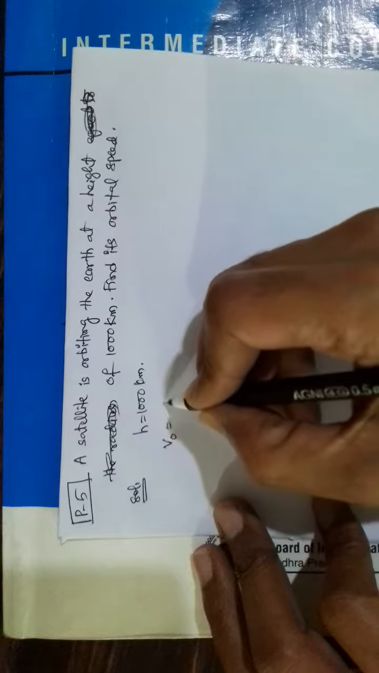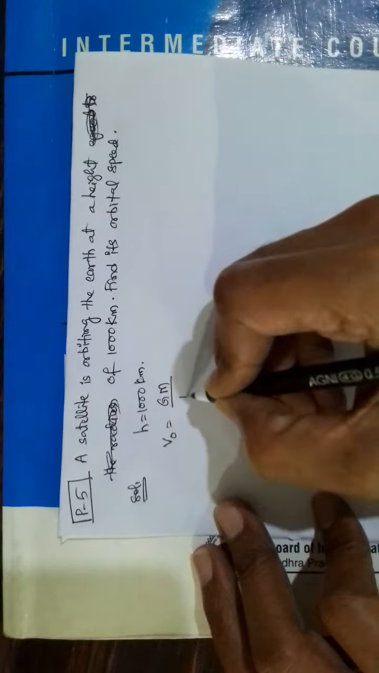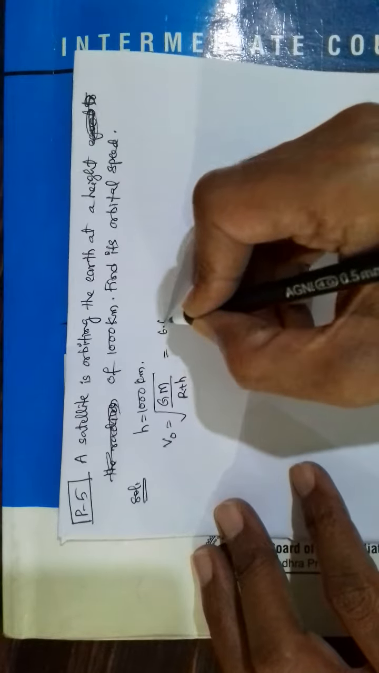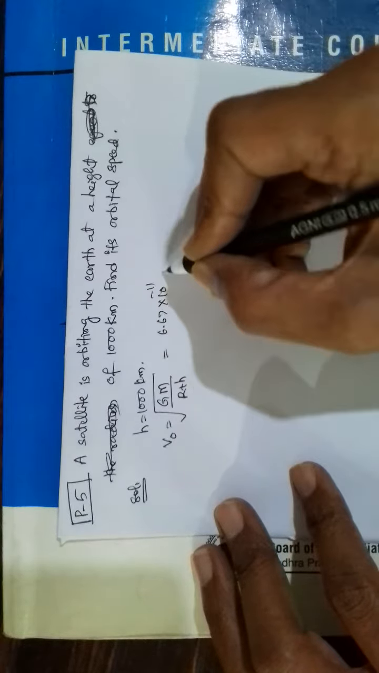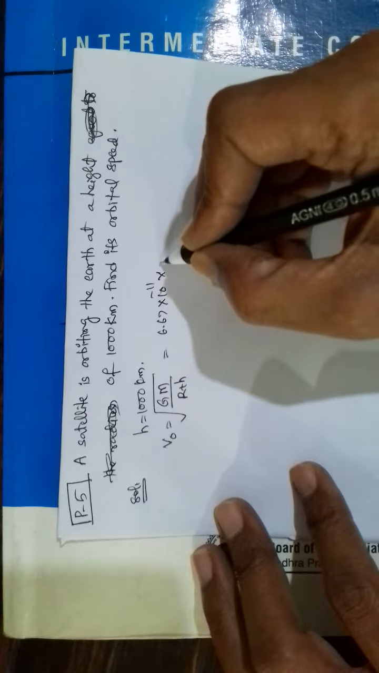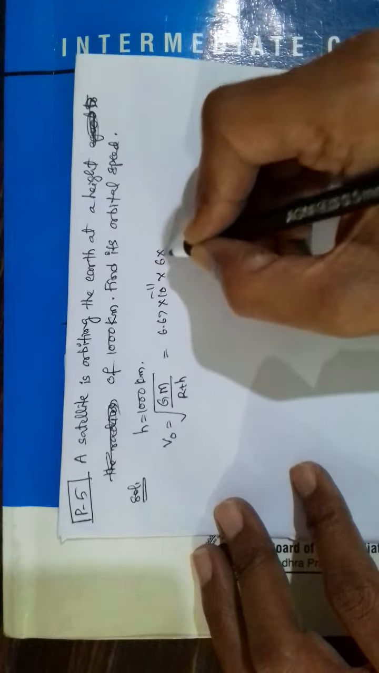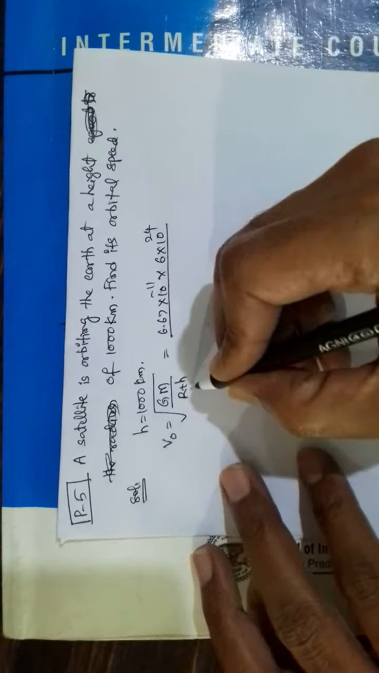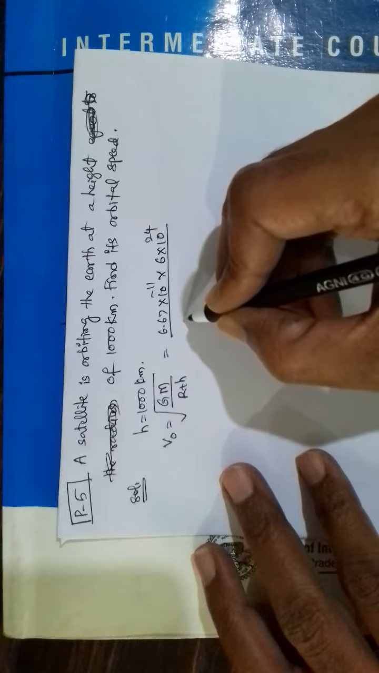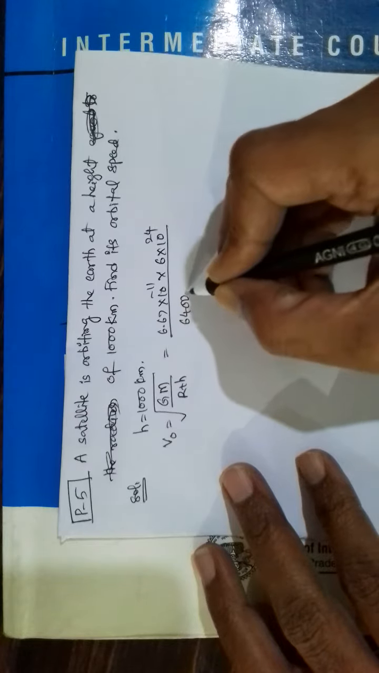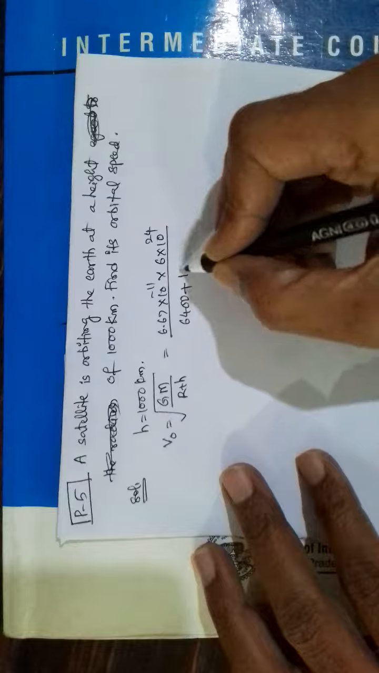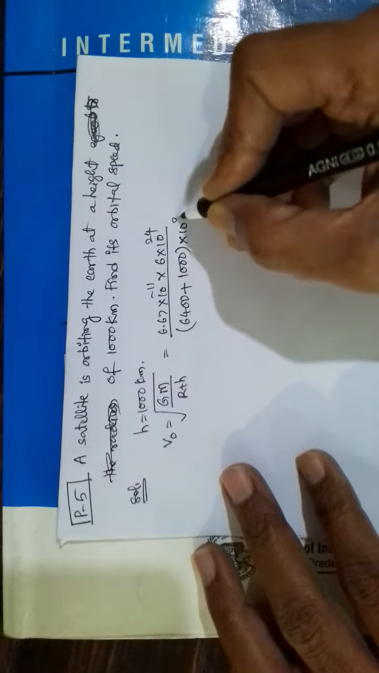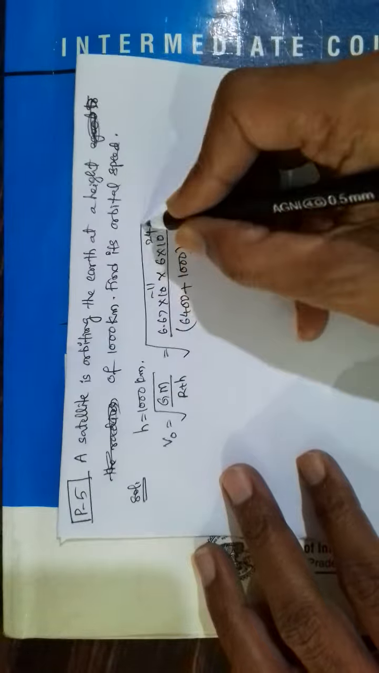The expression for orbital velocity is the square root of GM by R plus h. G is 6.67 into 10 power minus 11, mass of Earth is 6 into 10 power 24 kg, divided by capital R, the Earth radius, 6400 kilometers, plus this 1000 kilometers, with kilometers converted into meters, all under root.